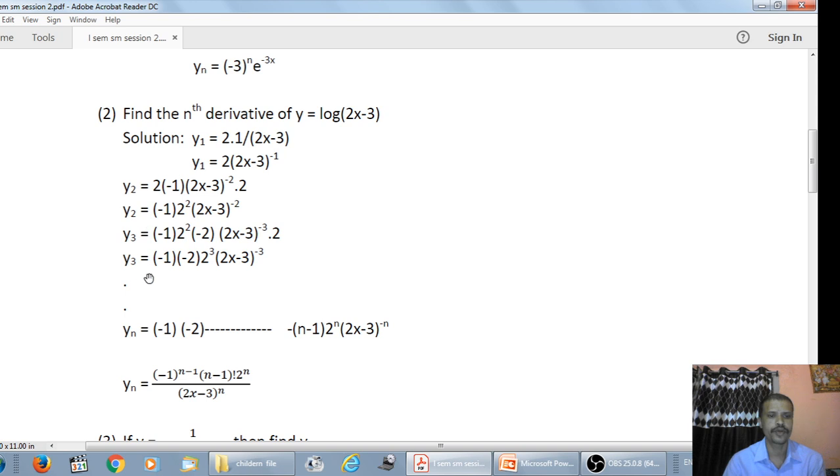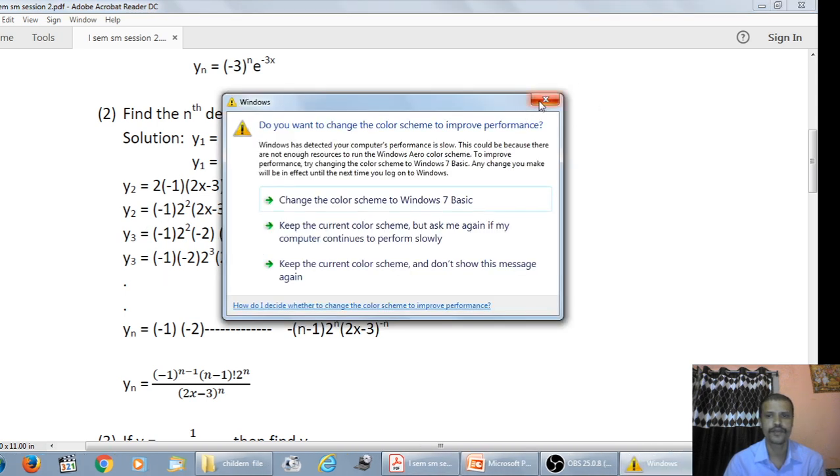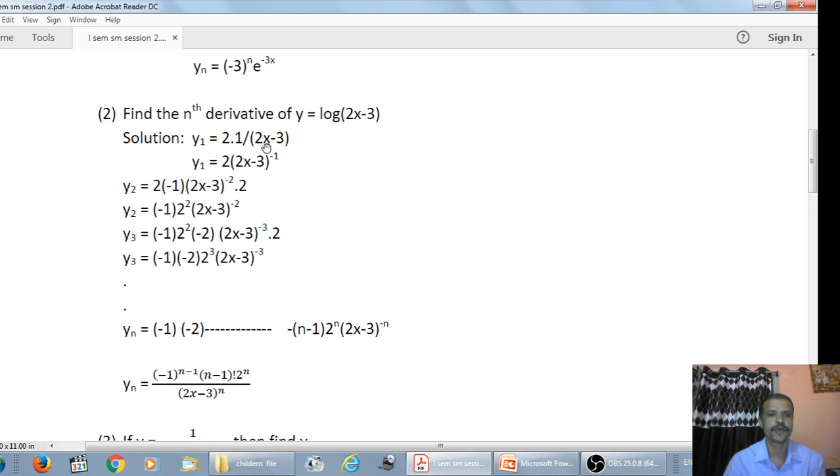To get the remaining derivatives, first of all, bring this to the numerator. 2 into 2x minus 3 to the power of minus 1. y2 is equal to 2 into the differentiation of this, minus 1 into 2x minus 3 to the power of minus 1 minus 1, that is minus 2, into the differentiation of this, 2. First of all, bring this to a simple form before going to y3. Minus 1 into 2 into 2 square, 2x minus 3 to the power of minus 2. This is the y2 value, and this is the y1 value.